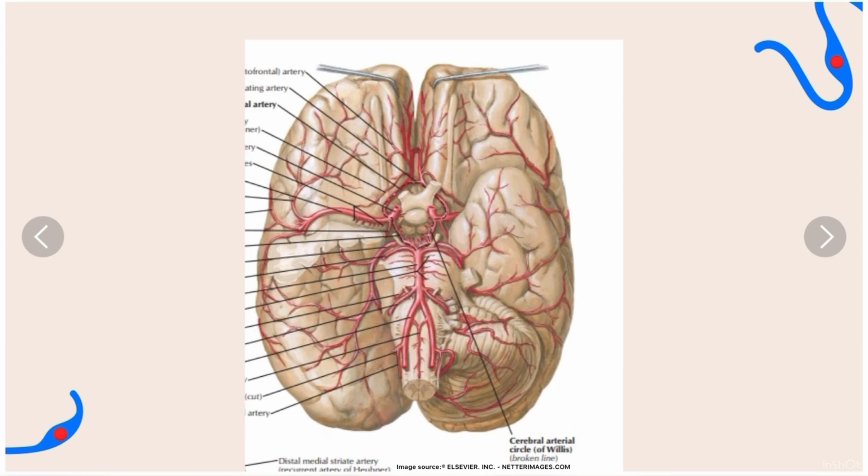Here you can see, once again revise it. The two vertebral arteries join together at the base of the pons to form the basilar artery. This basilar artery lies on the pons, and at the upper end of the pons it divides into two terminal branches, that is our posterior cerebral arteries. Here completes the vertebral system.